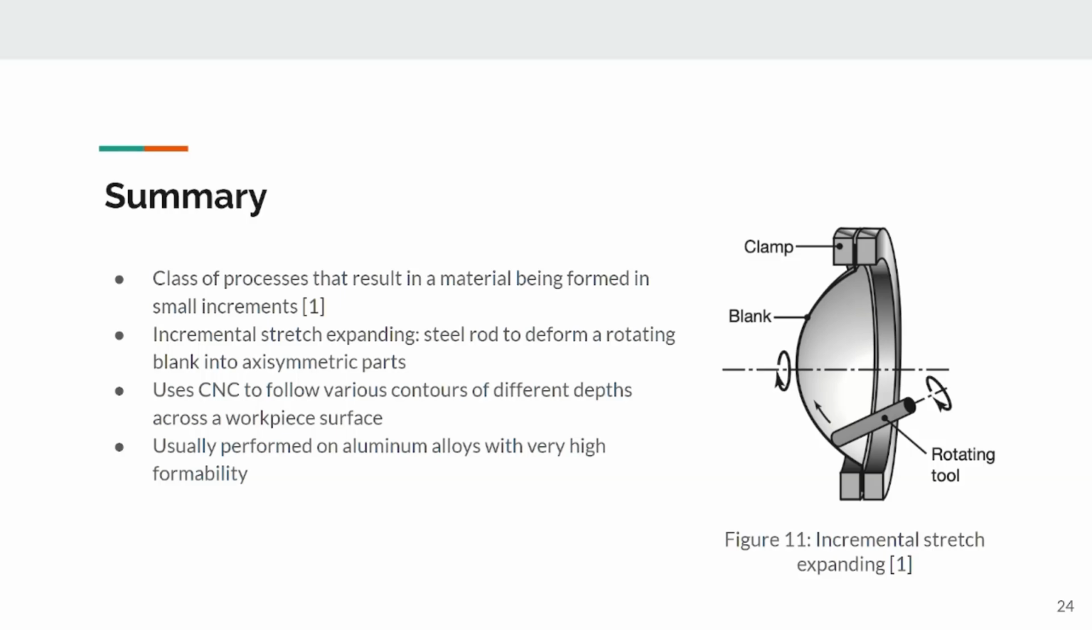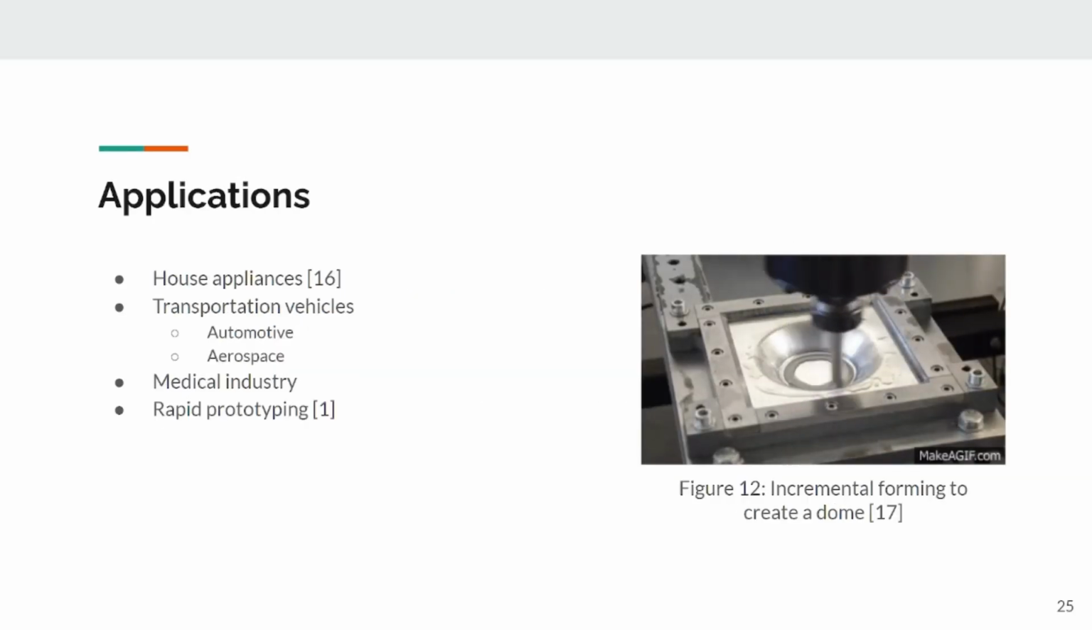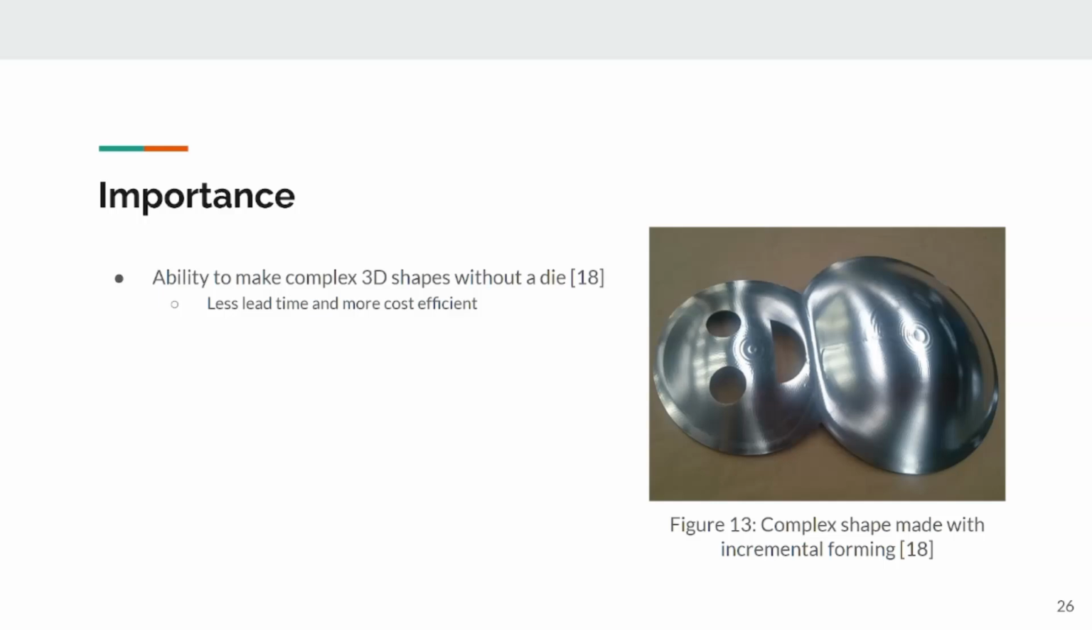And incremental forming is usually performed on aluminum alloys with very high formability. Some applications include some house appliances. It's used in the automotive and aerospace industry, as well as the medical industry. But one of its most useful applications is in rapid prototyping. So it's able to create complex 3D shapes without a die. That means there's less lead time and it's more cost efficient, which is one of the reasons why it's very good for prototyping.